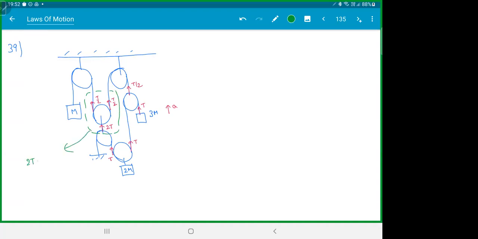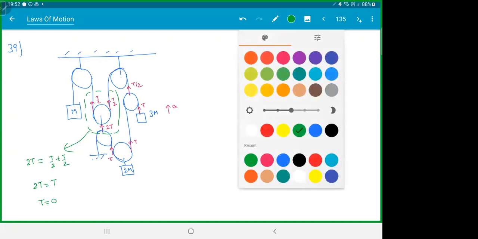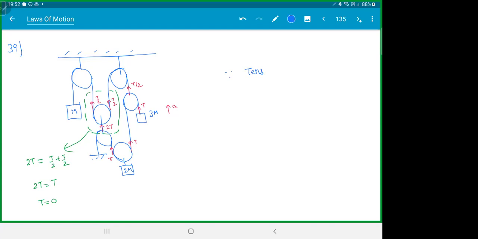Here we are getting 2T equal to T by 2 plus T by 2. Wrong, no? It can happen, there's a possibility. When this will happen, 2T is equal to T, so T is 0. This is the only possibility, isn't it? So this is inconsistent. It means when you have a system like this, tension is 0. Since tension is 0, all strings are loose. All blocks will fall with g. So it is as good as not connecting any strings. Clear?